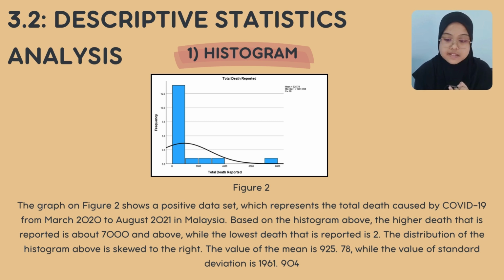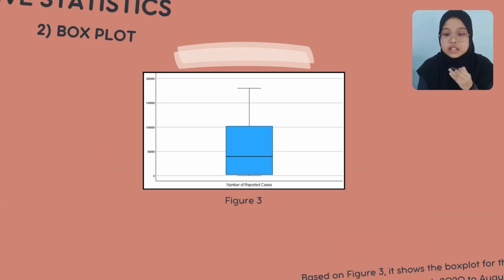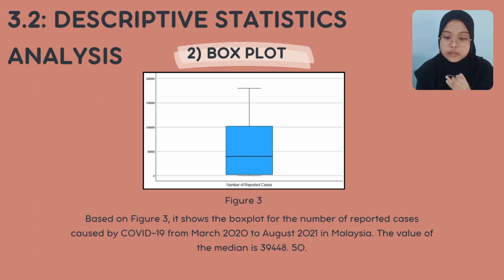The value of the mean is 925.78, while the value of standard deviation is 1,961.904. Secondly, let's take a look at the box plot of the number of reported cases. Based on figure 3, it shows the box plot for the number of reported cases caused by COVID-19 from March 2020 to August 2021 in Malaysia.